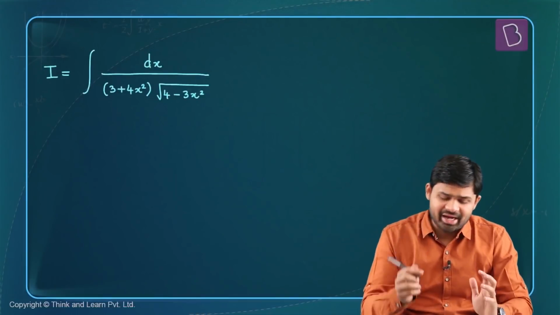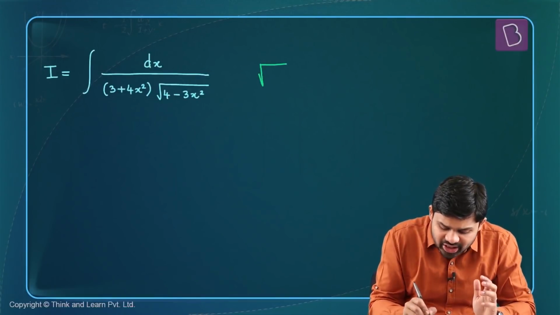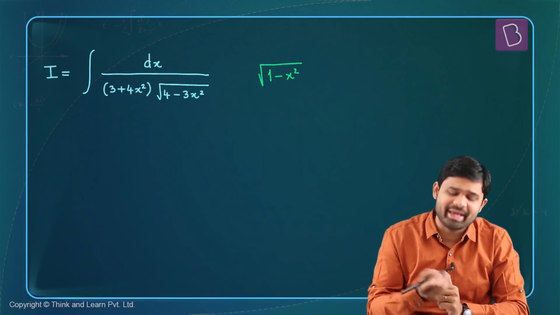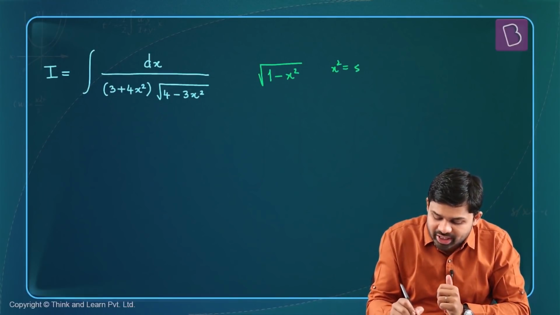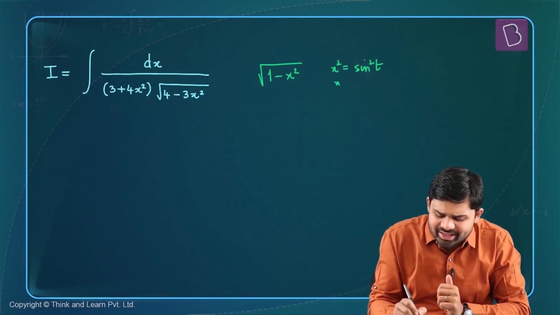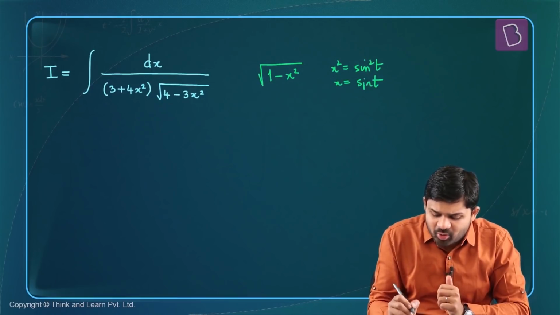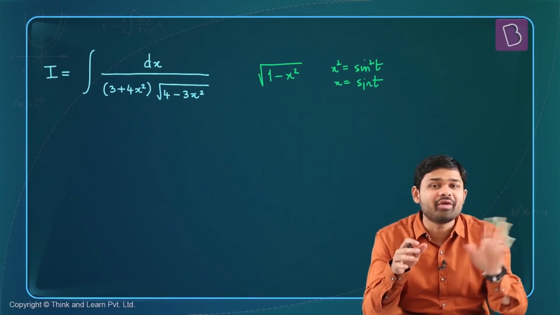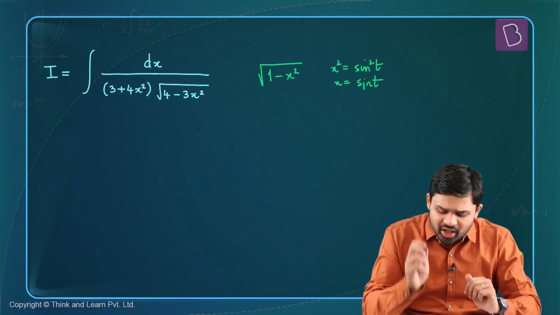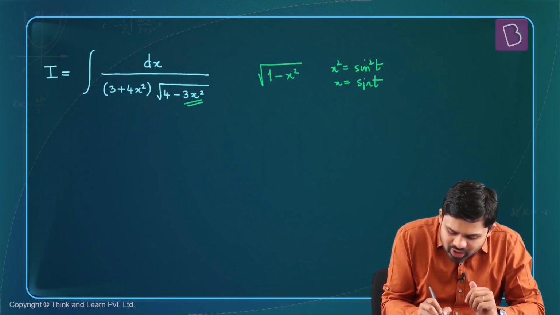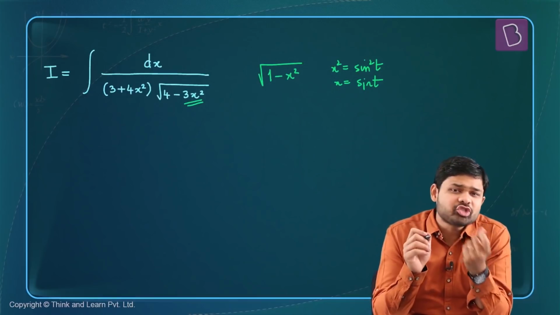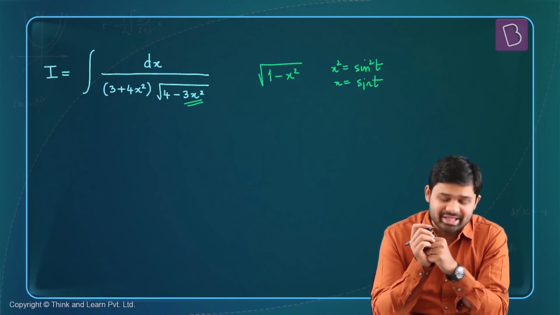So if we had in the denominator a term such as under root of 1 minus x square, then the general substitution we make is x square equal to sine square t, or x is sine t. This way what we have is under root of 1 minus sine square t, which becomes cos t, and we do away with the under root term. Here also in this question we have an under root and an x square inside the under root, but it's not as trivial as under root of 1 minus x square.